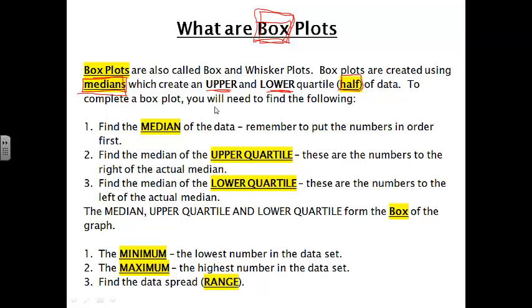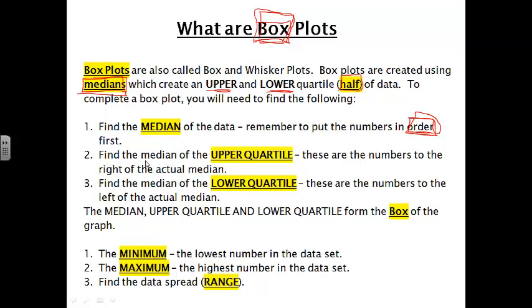To complete a box plot, you will need to find the following. You're just going to fill this in literally to get the notes down, and then we're going to talk about it in detail tomorrow, because like I said, if I went into massive detail, this video would be so long. So make sure you copy each one of these down as I go through it, and if you need to pause me, pause me. Number 1, we have to find the median of the data. Remember, you always have to put it in order first. So if we have collected data, we have to find the median of the data first.